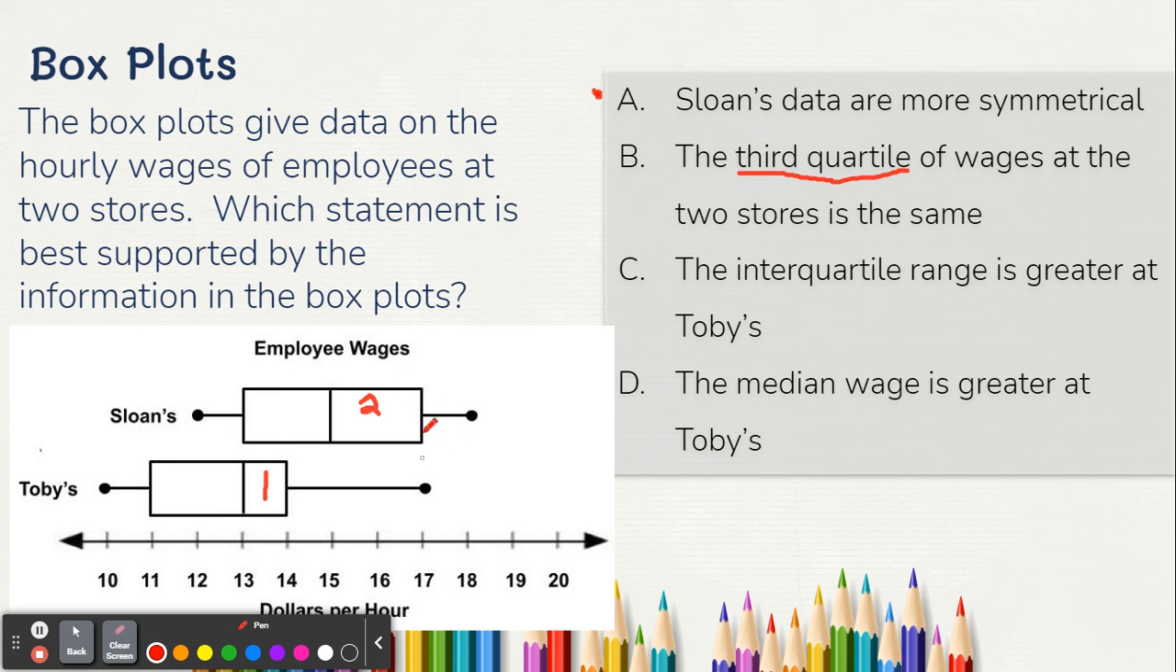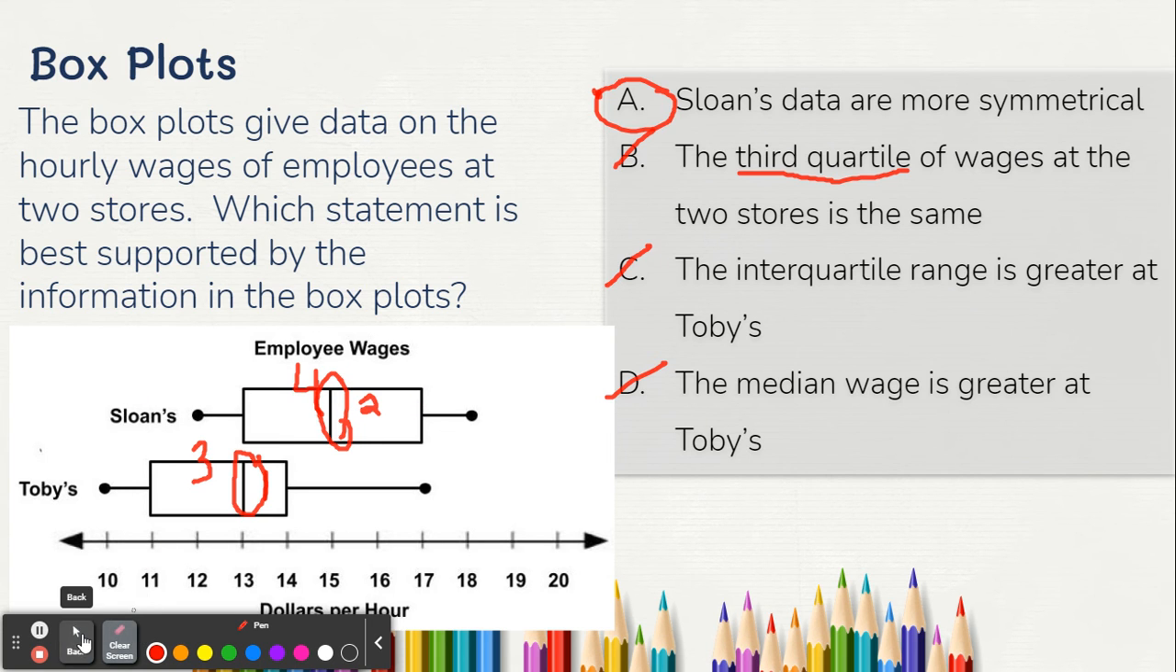The interquartile range is greater at Toby's. So let's see. Interquartile range, just the box, 17 minus 13, so that would be 4. And then here, 14 minus 11, that would be 3. So it's not greater at Toby's. Nope, Toby's isn't greater. Okay, the median wage is greater at Toby's. So median, if it was greater at Toby's, it would be up here above it, but it's not. So it wasn't that one. So it is A. Sloan's data is more symmetrical.